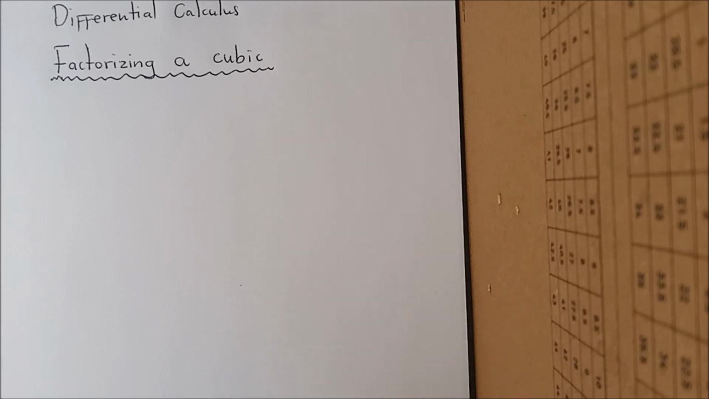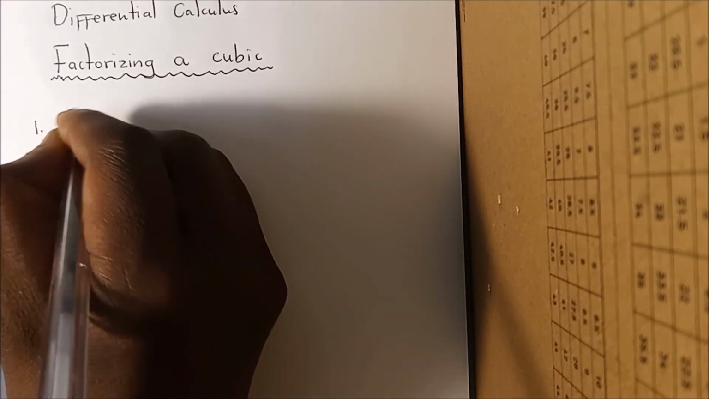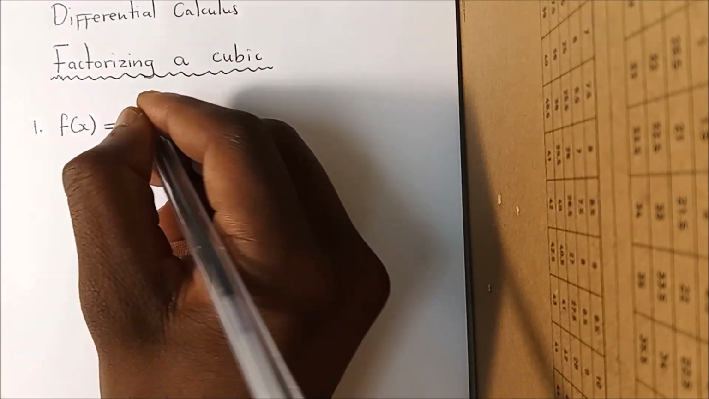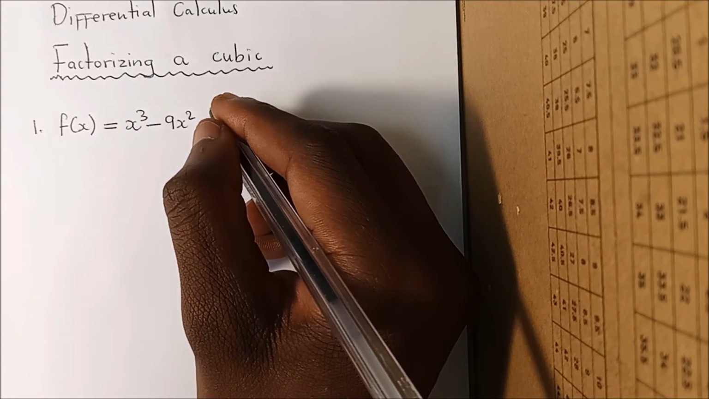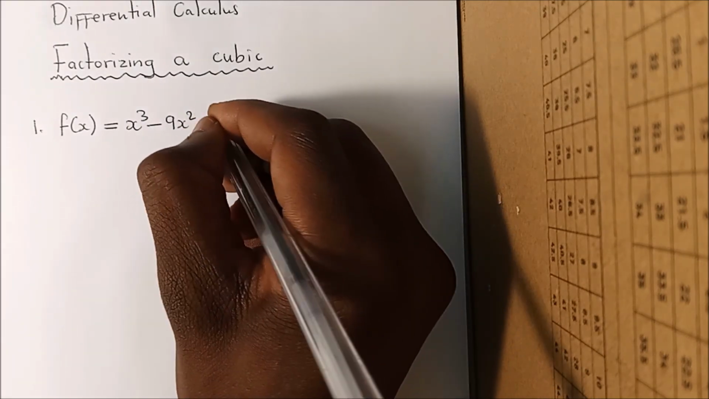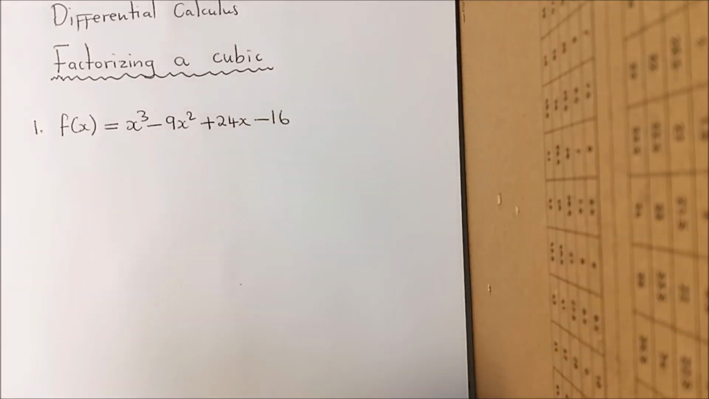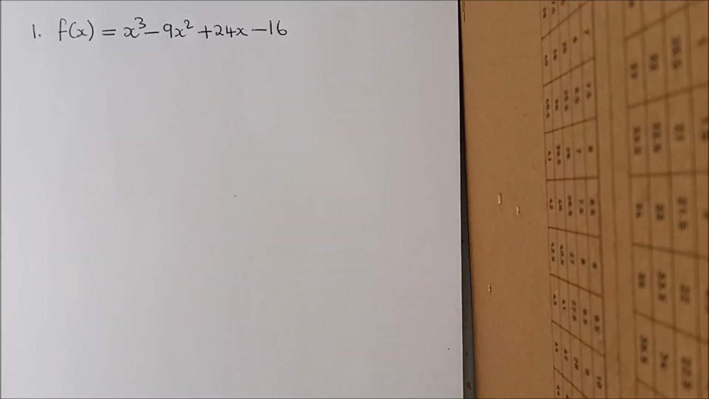Now I have an equation. We're going to factorize two equations using this approach that I have. The first equation will be f of x equals x cubed minus 9x squared plus 24x minus 16. This will be the first cubic that we will factorize.